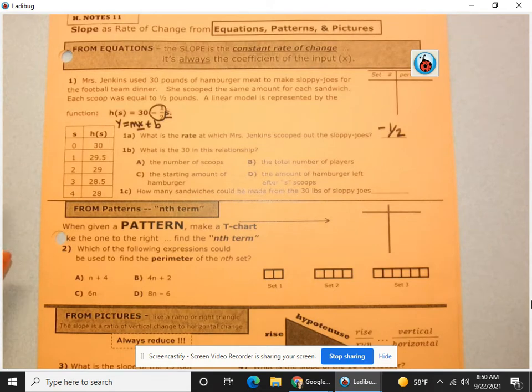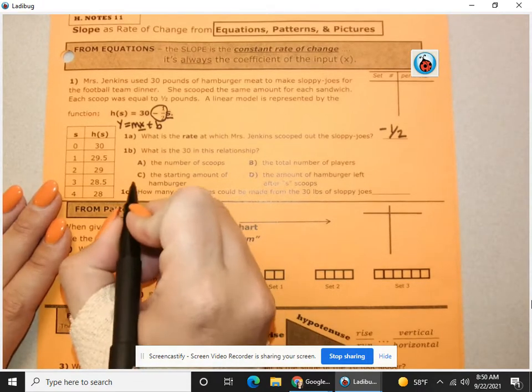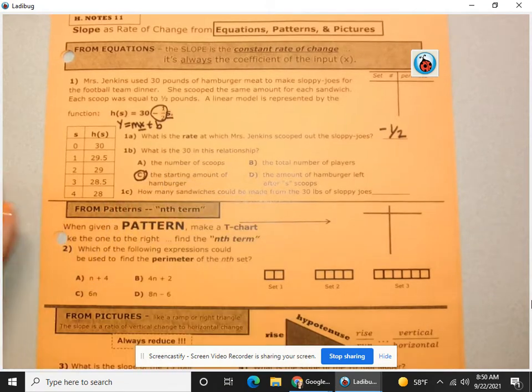What is the 30 in this relationship? Is it the number of scoops, the total number of players, the starting amount of hamburger, or the amount of hamburger left after S scoops? The starting amount. It's like our y-intercept. And then how many sandwiches could be made from 30 pounds of sloppy joes? So, yeah, it would be 60.